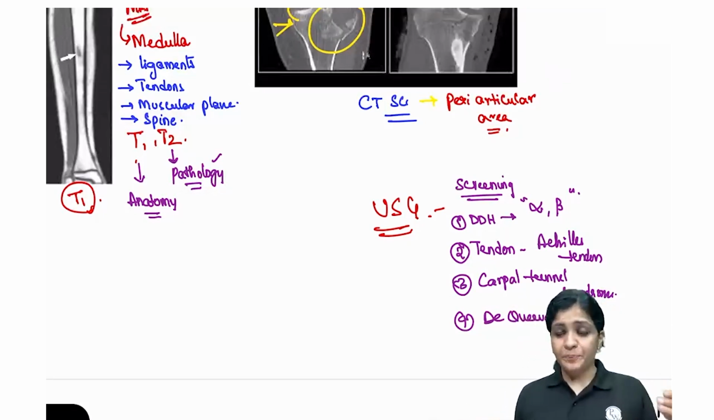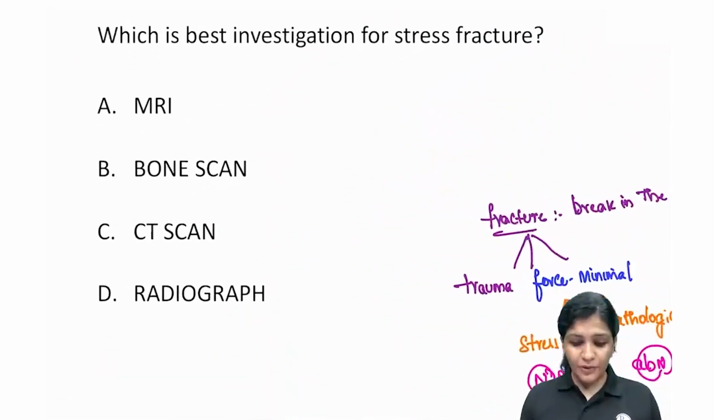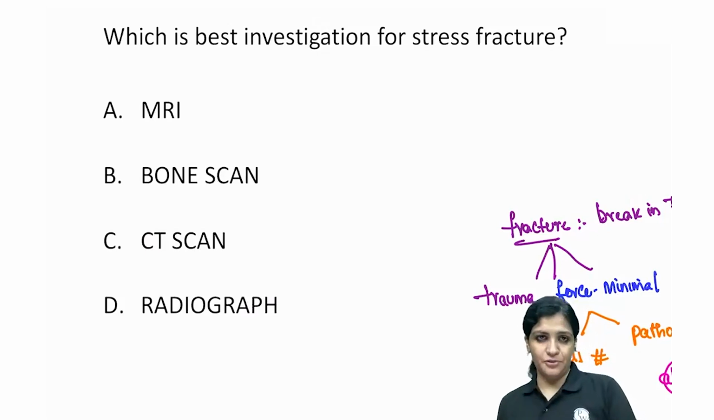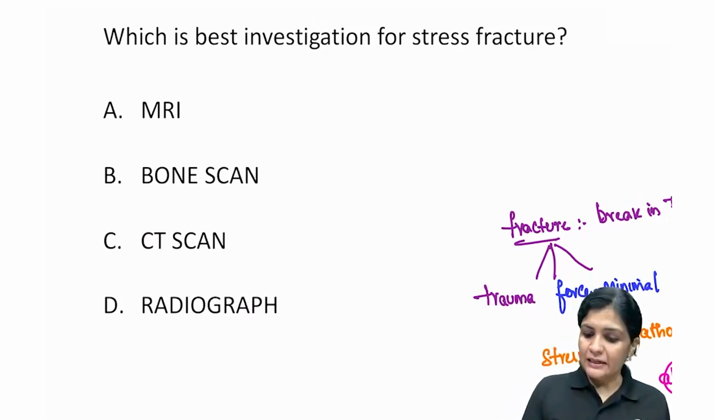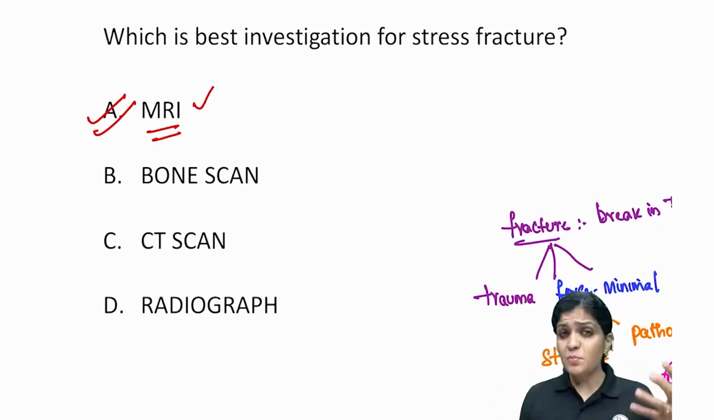So these are all the important things which you have to remember, right? Now going back to our question, I think you can answer it very easily. What do you think would be the best investigation for the stress fracture? Yes, the answer here is the MRI. So MRI is used.